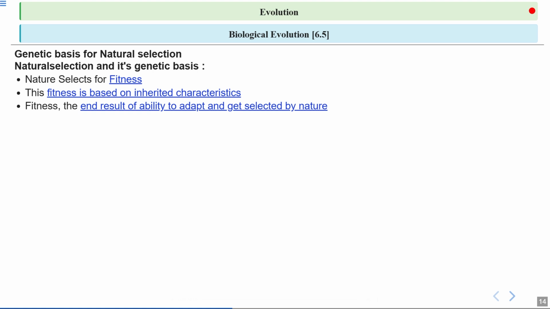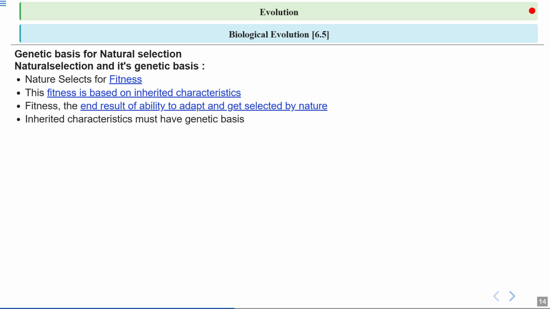Now, fitness is the end result of ability to adapt and get selected by nature. What is fitness? Fitness is basically the ability to adapt and get selected by nature. If the species is able to adapt to the change in the environment, that species will be selected by nature. So we can say fitness is actually the result of ability to adapt and get selected by nature.